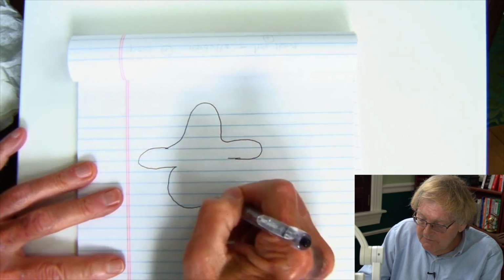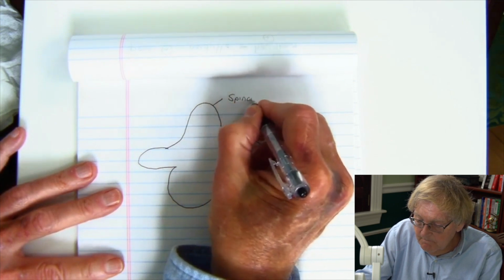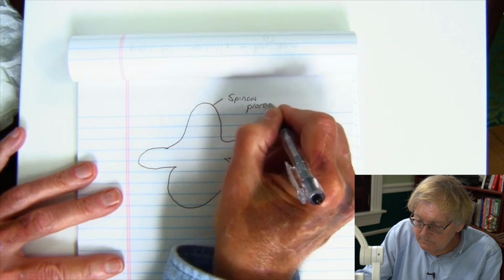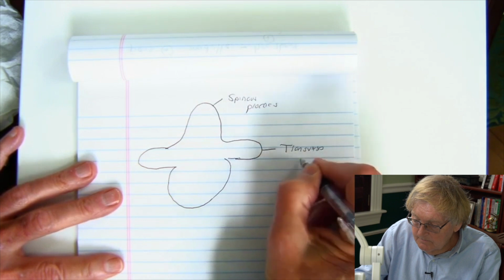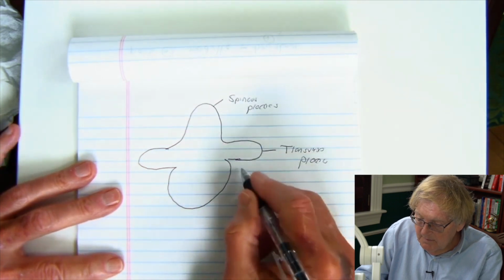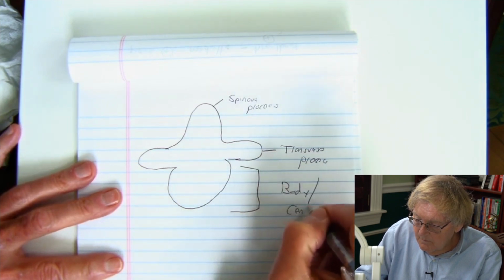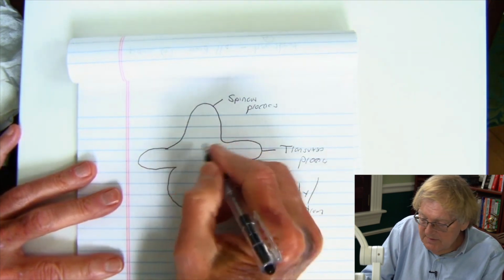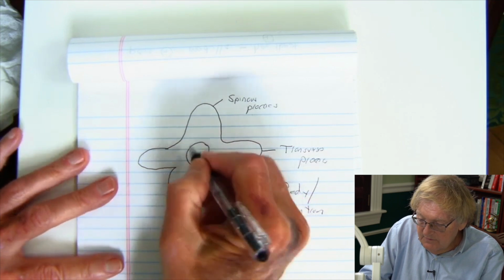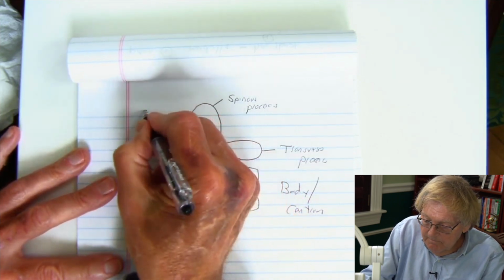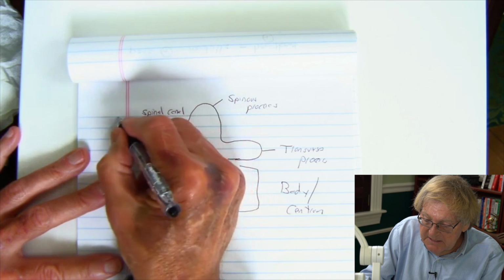And if I look at a generic vertebra, remember I had a spinous process, and I had a transverse process, and then remember this was called the body, or the centrum, and then there is an opening right about here, and that's called the spinal canal. Sometimes it's called the vertebral canal.